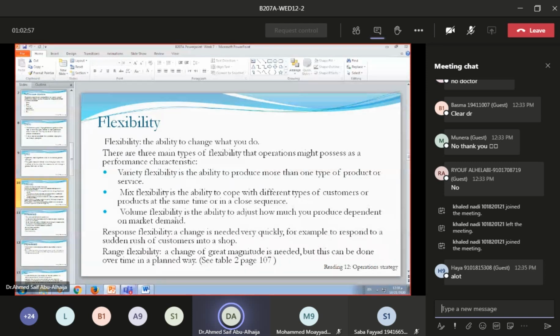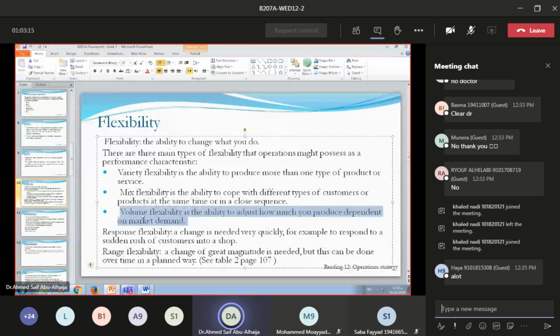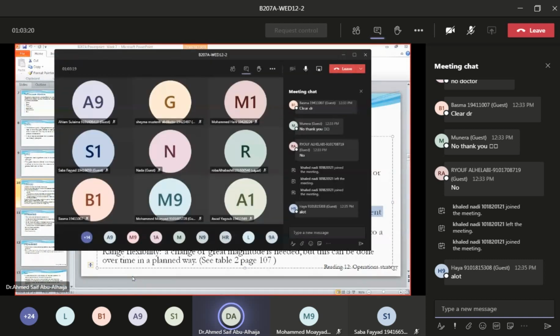Volume flexibility is about the company's ability to adjust how much you produce depending on the market demand. What do you mean, doctor? Who can give me an example about that? Let me see if somebody can answer us this question. What do we mean by saying volume flexibility? Who wants to answer it? Who wants to make a mistake? No problem. We can learn from our mistakes. Remember that rule, guys. It's a golden rule.